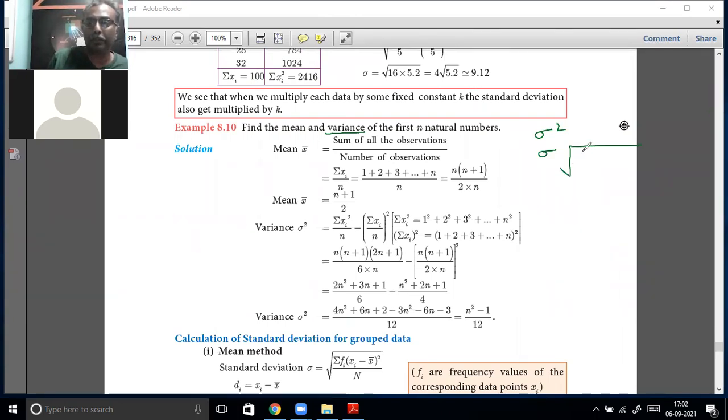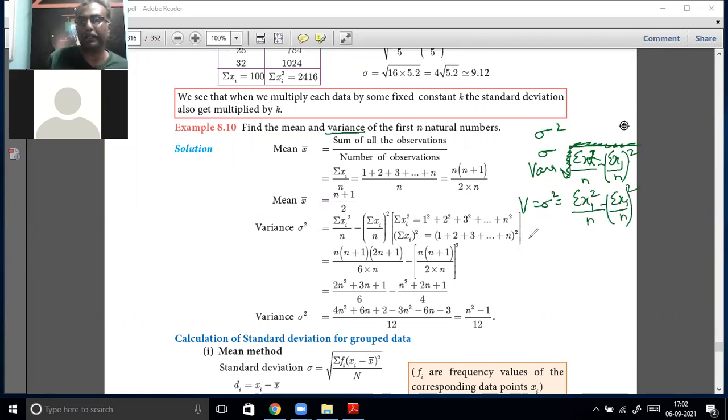If the standard deviation is the square root of sigma x_i squared by n minus (sigma x_i by n) the whole square, you remove this square root, then you will get variance. So variance is equal to sigma squared is equal to sigma x_i squared by n minus (sigma x_i by n) the whole square. That's all. This is only the variance formula. So don't think about what variance is or how to find it. I know only the formula for standard deviation. Just remove the square root, and you will get variance.